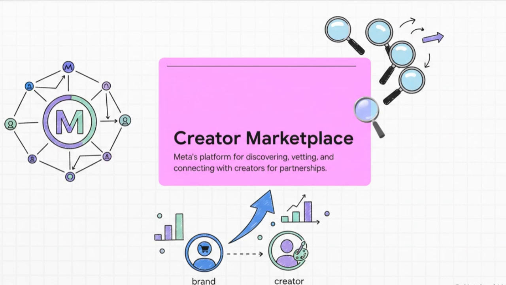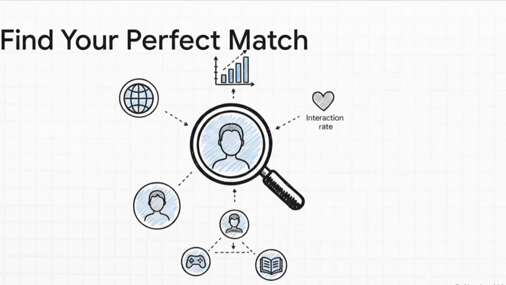Well, Meta actually built a direct solution for this problem right inside its own platform, the Creator Marketplace. You should think of it like a super-powered search engine for finding your perfect brand partners, and it's all backed by Meta's own data. What's so amazing here is the incredible depth of the data. You can filter creators not just by how many followers they have, but by the actual demographics of their audience. You can see their real reach, their interaction rates, and even their special skills, like making videos with strong hooks. It completely replaces guesswork with hard data.